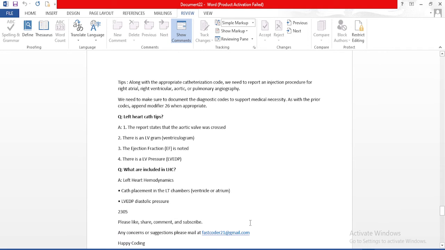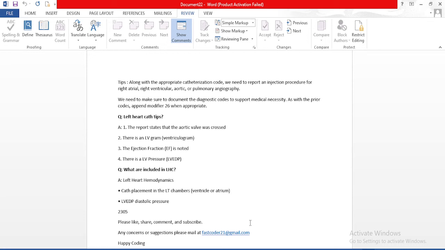So here we have a few tips. Whenever a physician performs a left heart catheterization, we have a few tips we need to remember. For left heart cath, the report states the aortic valve was crossed. This means the physician is going across the aortic valve and into the left heart, inside the heart valves.